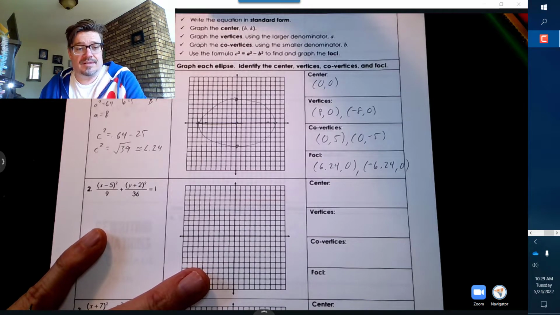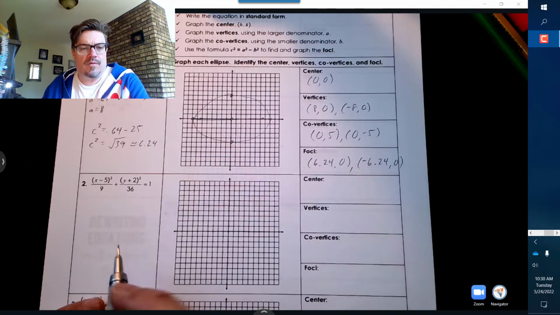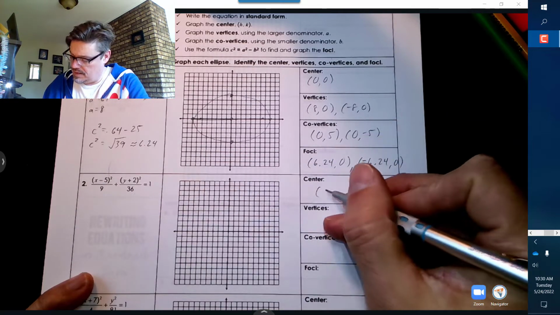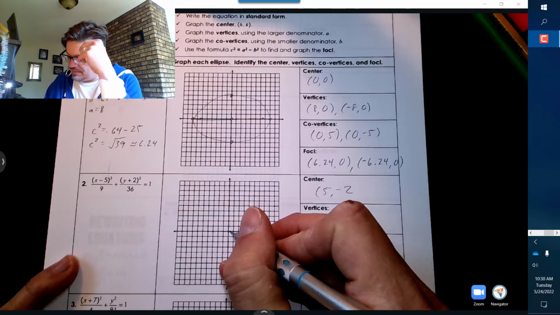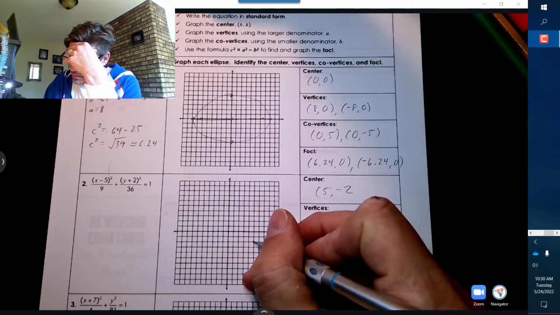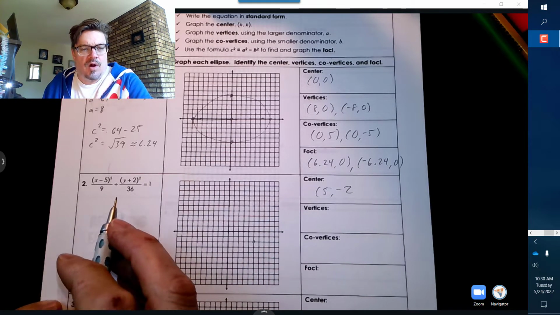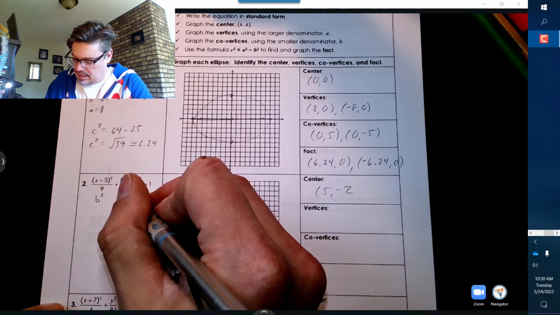So now the center has switched. Okay, we only got 3 here. We're going to move around now for a positive 5 and a negative 2. So positive 5, negative 2. And positive 5, negative 2 here. All right. And notice, though, that the smaller number is here. This is actually the b, right? And that is the a squared.